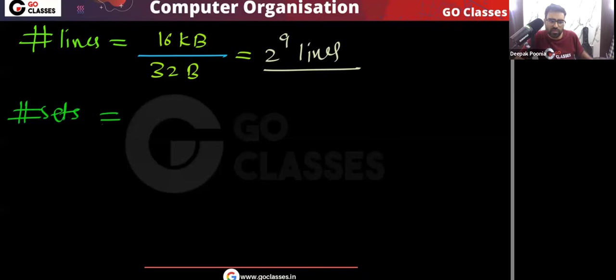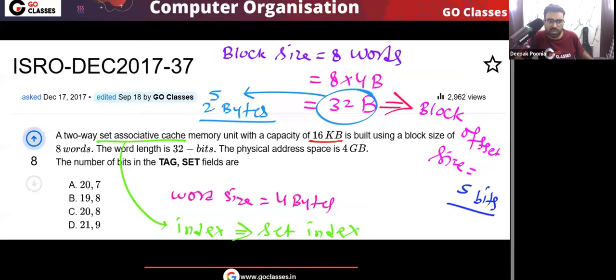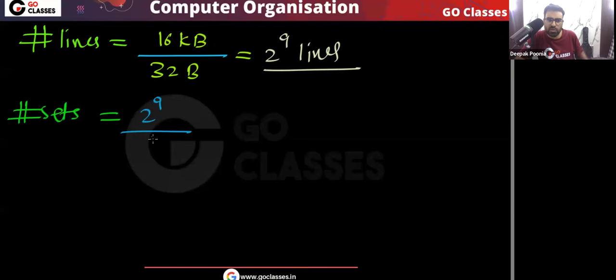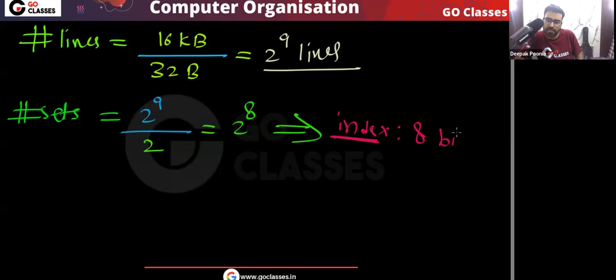So the number of sets will be equal to the number of lines divided by how many lines we have in one set. We have a two-way set associative cache, meaning in one set we have two lines. So number of lines divided by the associativity. The associativity is equal to 2, because in one set we have two lines. So the number of sets will be equal to 2 power 8. If the number of sets is 2 power 8, then what is the number of bits required for the index, or I can say set index? So I can say that the index field needs 8 bits.